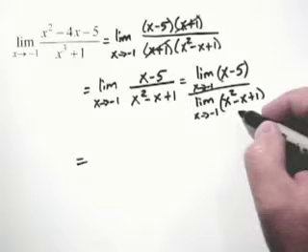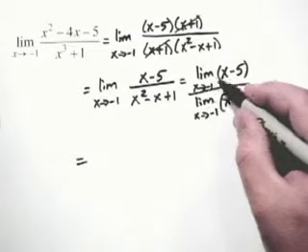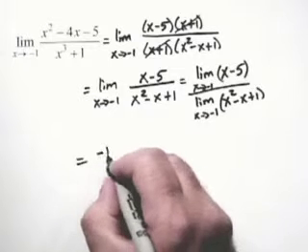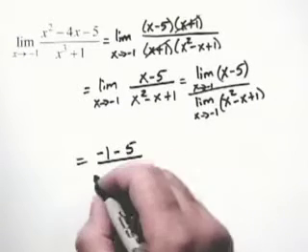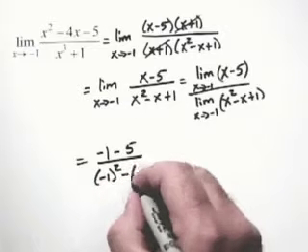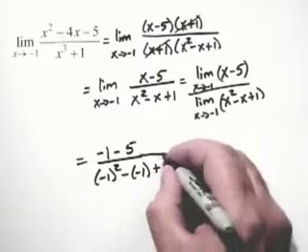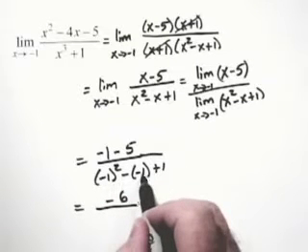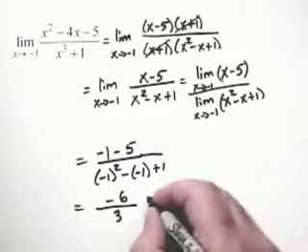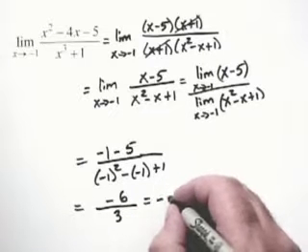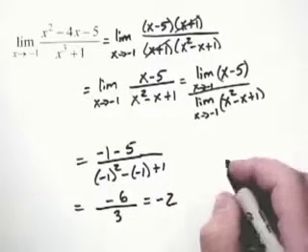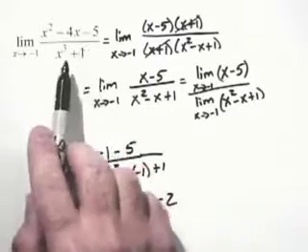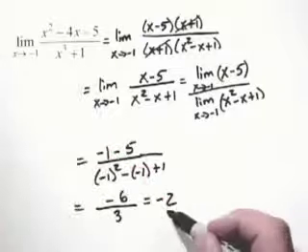Now, in both situations, we have polynomials, so we can plug in our value for c directly and get that our limit is equal to -1 minus 5 divided by (-1) squared minus (-1) plus 1. We'll get -6 in the numerator. We'll have 1 plus 1 is 2, plus another 1 gives us 3 in the denominator, and -6 divided by 3 is -2. So the limit as x approaches -1 of x squared minus 4x minus 5, all divided by x cubed plus 1, is equal to -2.